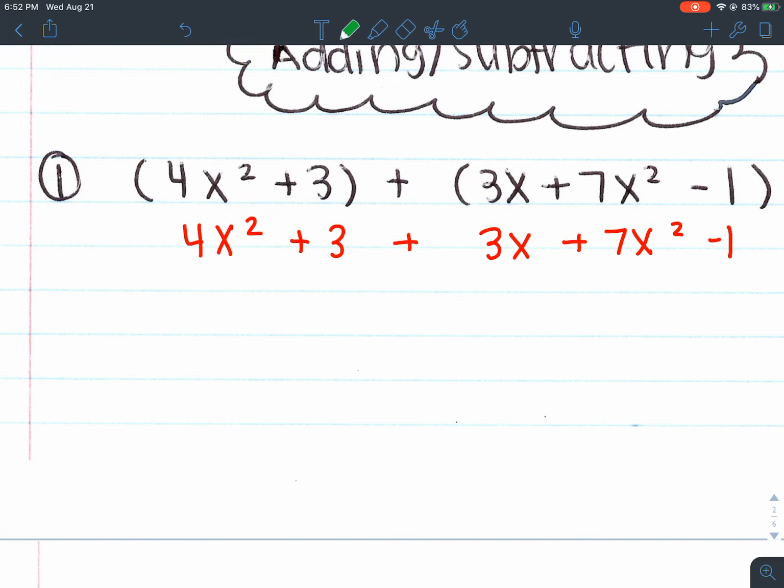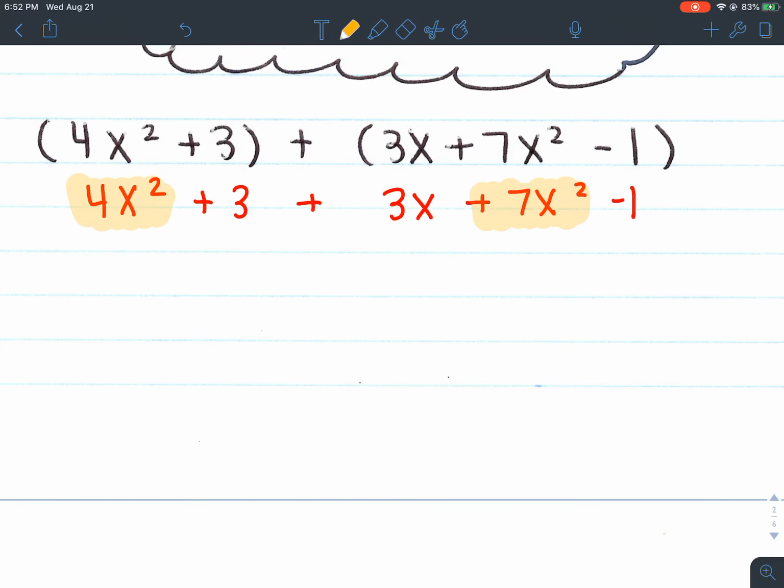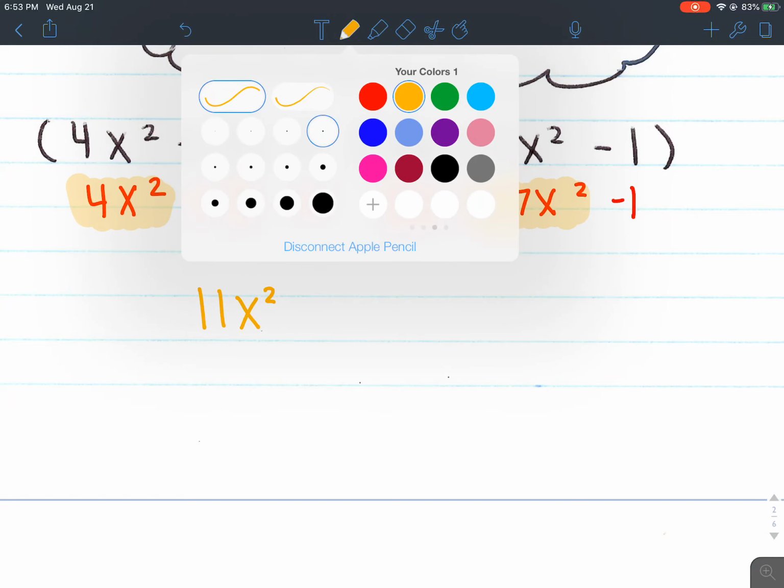And then from here, I'm going to combine like terms. Well, I need to simplify and I need to combine. Well, so what does it mean to be a like term? Well, like terms are terms that have the exact same variables and the same exponents. So for example, 4x squared and positive 7x squared are like terms. They're like terms because they have the same variable and exponent. So this is going to be 11x squared. Okay?